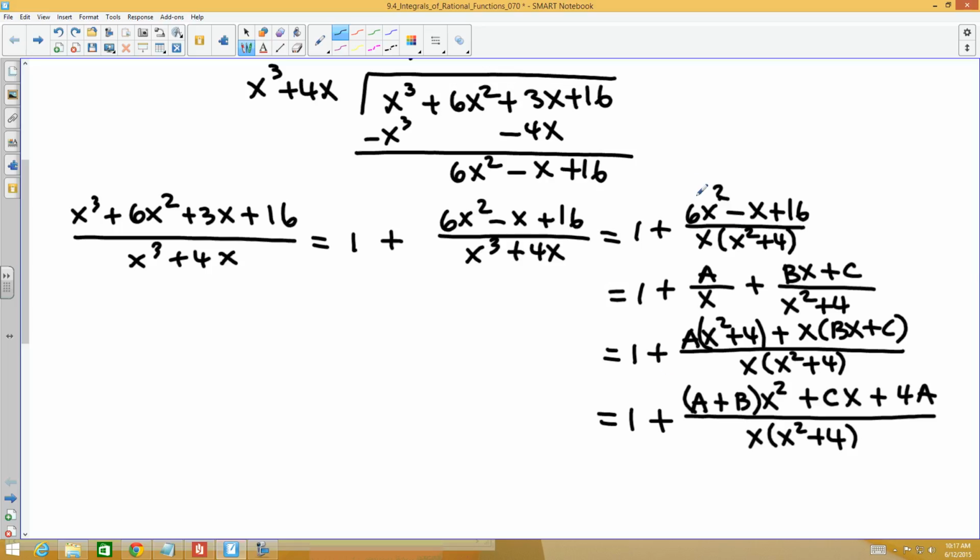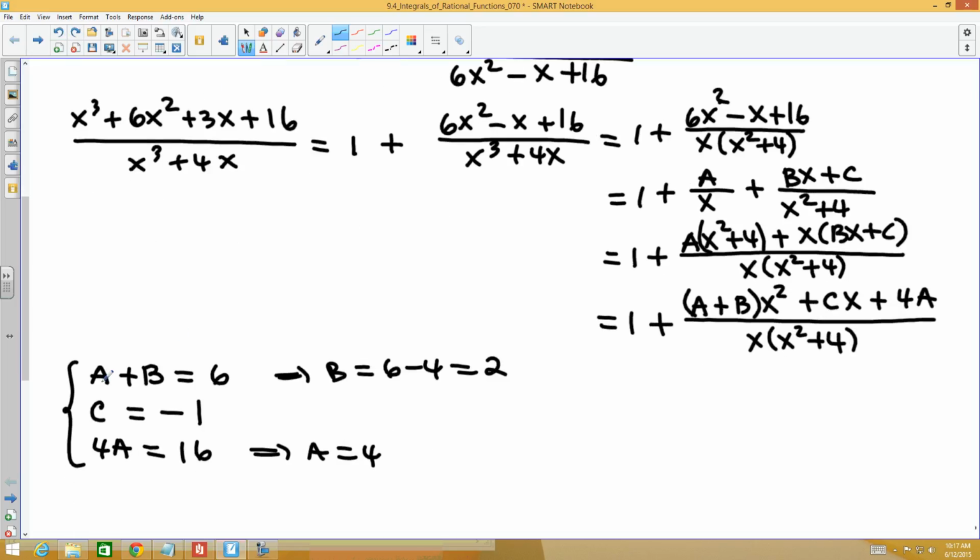Now, matching the coefficients of like terms on both numerators, we have A plus B is 6, C is negative 1, and 4A is 16. And that's what our system gave us. So solving for A, we get 4 by dividing both sides by 4. And now B is going to be 6 minus A, which is 6 minus 4, which is 2. So A is 4, B is 2, C is negative 1.